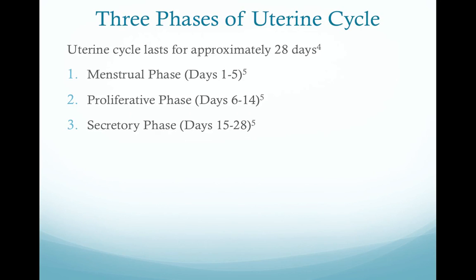There are three phases to the uterine cycle: the menstrual phase, which lasts from days 1 through 5, the proliferative phase, which lasts from days 6 through 14, and the secretory phase, which lasts from days 15 through 28.